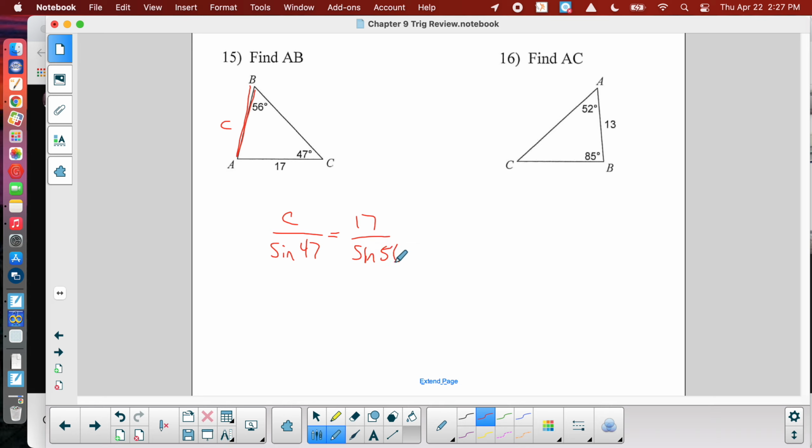Okay? So this time put sides on top, angles on bottom. The reason I do that is because it makes the next step much easier if the variable comes first. When I cross multiply, sine 47 times 17, and then sine 56 times c, the sine 56 winds up dividing right back down there. So I can save myself some time by just multiplying this up to here. So c is 17 sine 47 over sine 56.